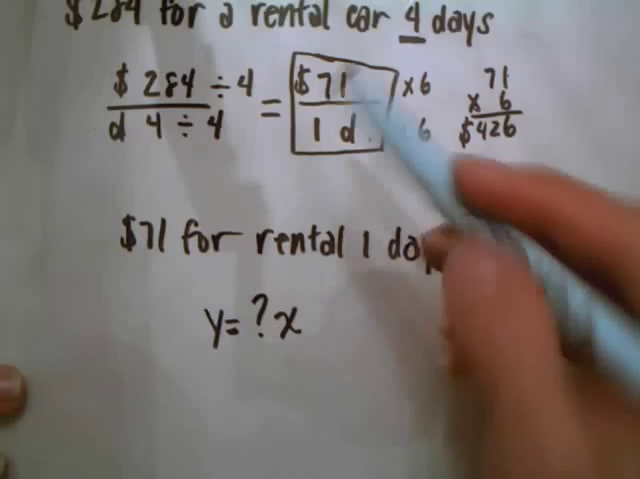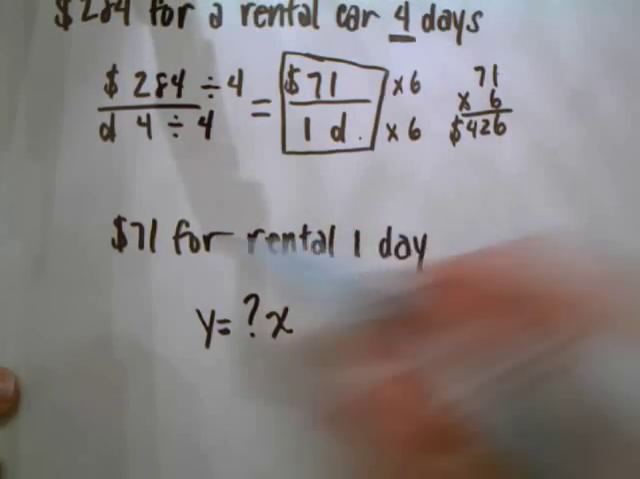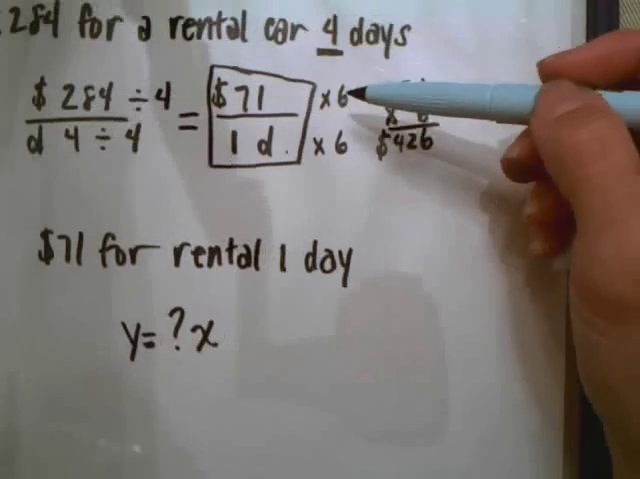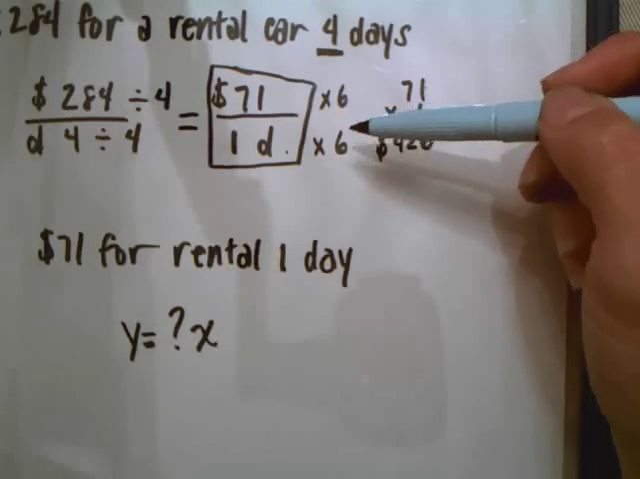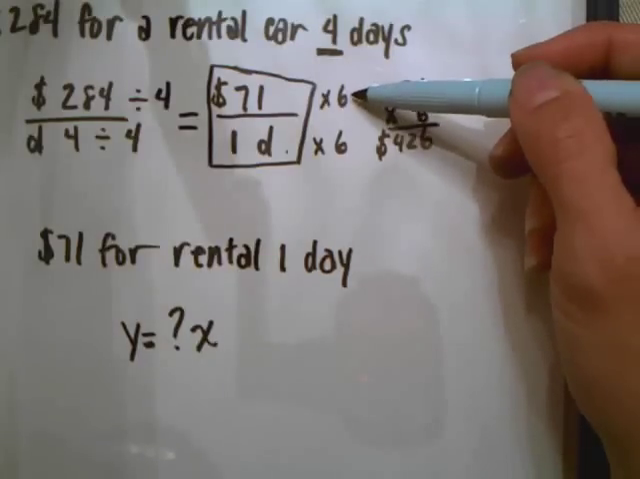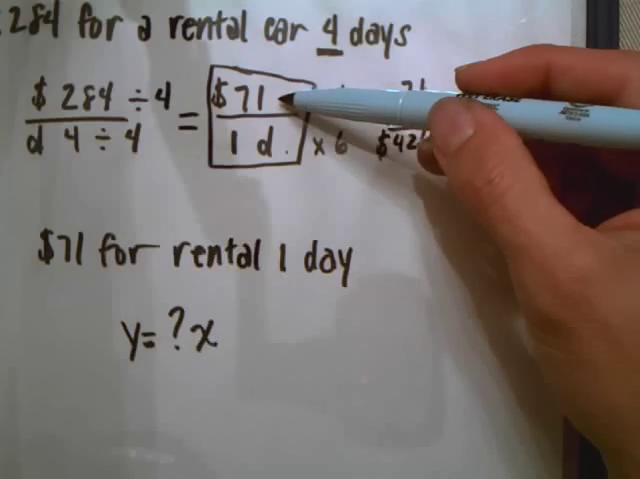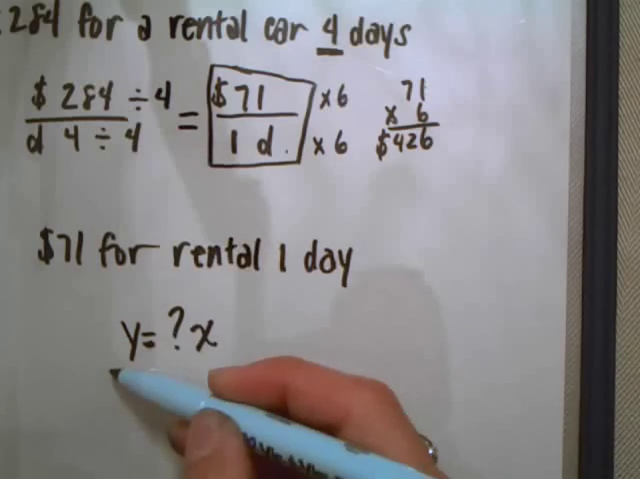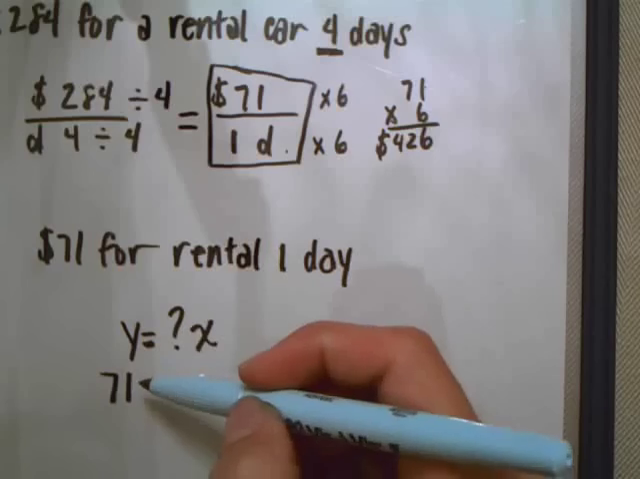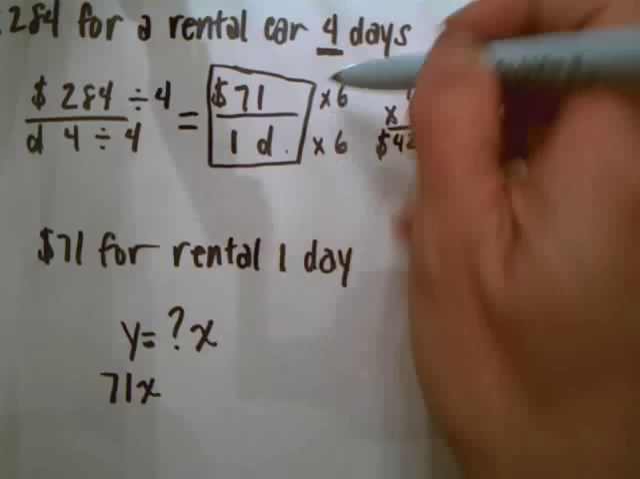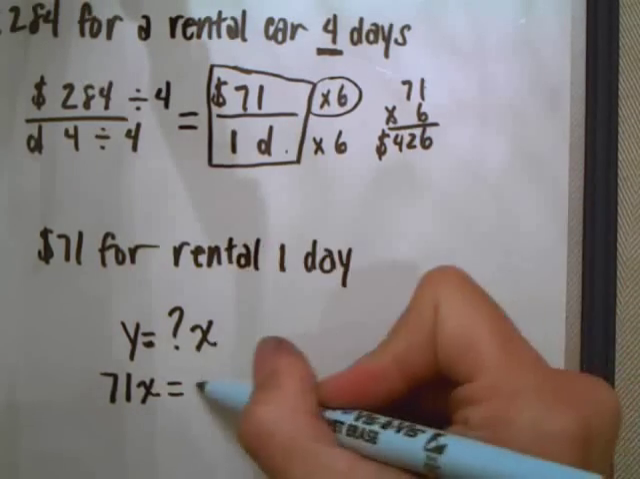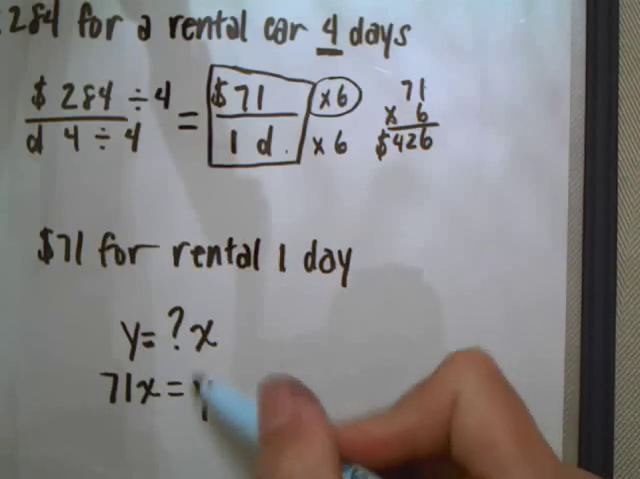So which one is going to make sense? How am I going to make this so that it makes sense? This is the 1 day. How did I figure out how much for 6 days? Well, I multiplied the 6 days by $71. So I'm going to multiply the $71 by the number of days, and that should equal the total cost of renting the car.